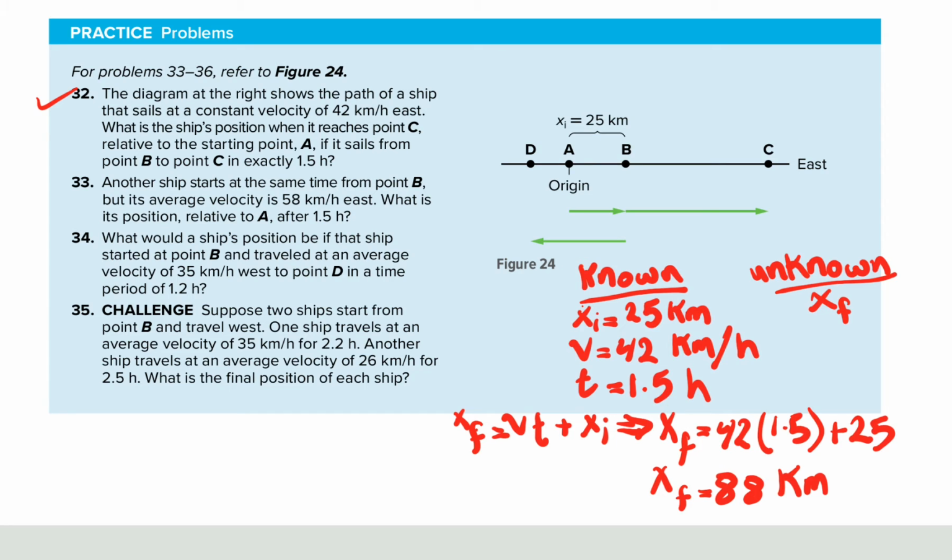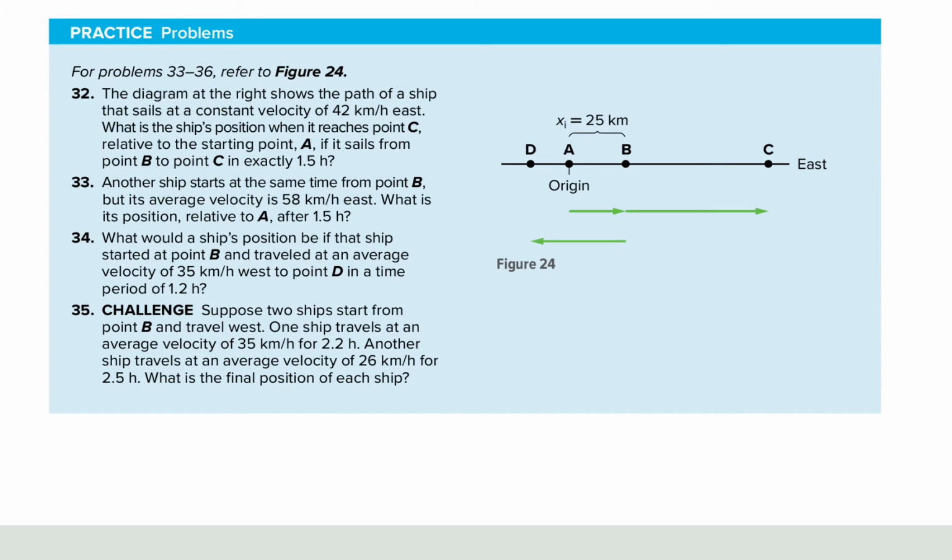Now we have question number 33. For question 33, another ship starts at the same time from point B, but its average velocity is 58 kilometers per hour east. What is its position relative to A after 1.5 hours? So for the same figure, the movement is from the same point. In the beginning, we will write the known and the unknown.